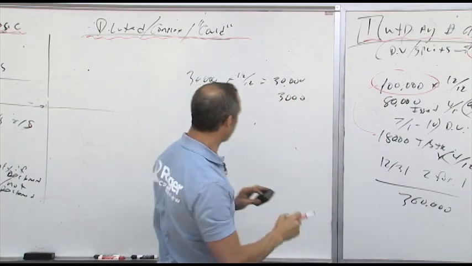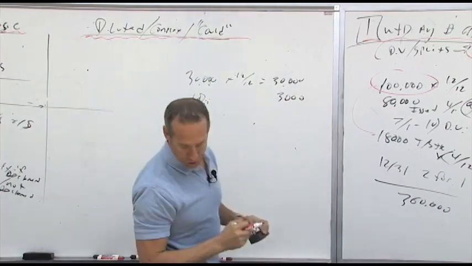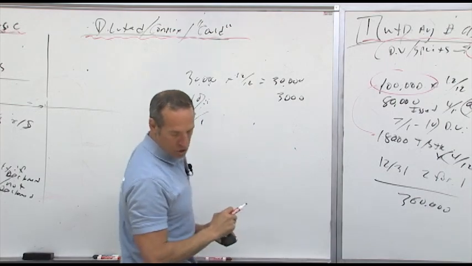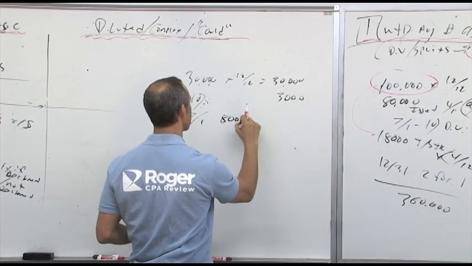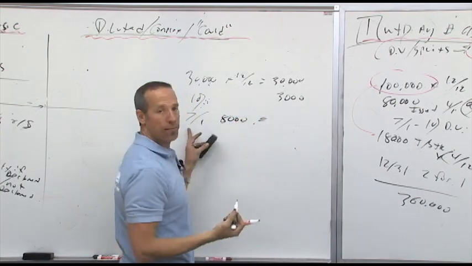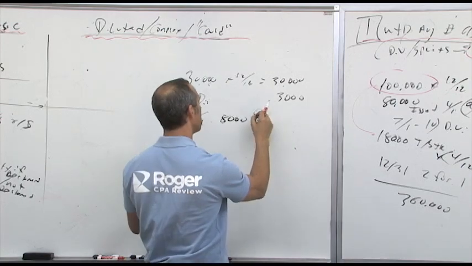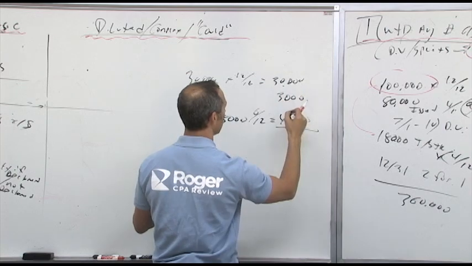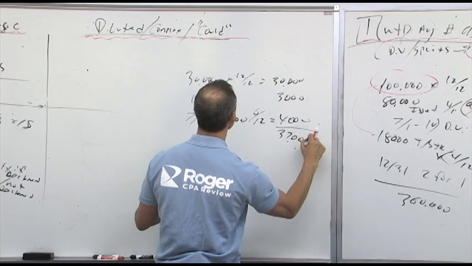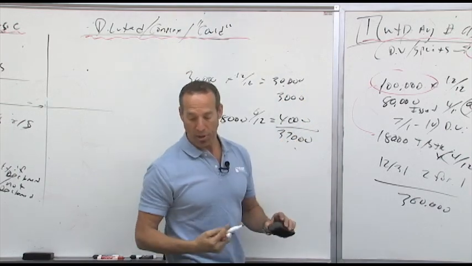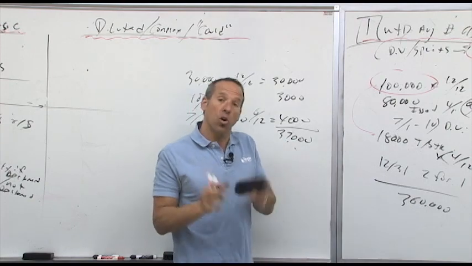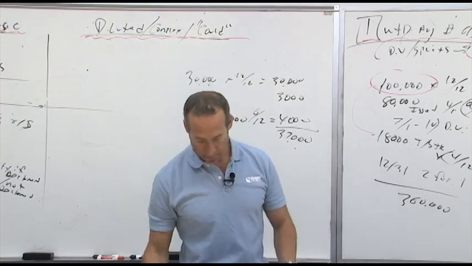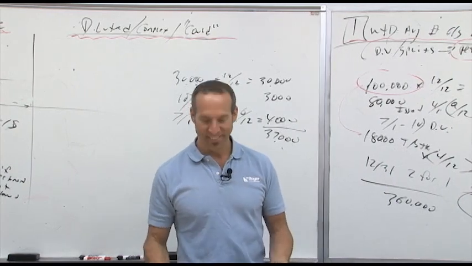Then we've got 7/1. We issued 8,000 shares for cash. Now, 8,000 shares on 7/1, that means it's outstanding for how long? For 6/12 or half the year, which is 4,000, 33 and 4, 37,000. So notice we have 41,000 outstanding, but for the calculation, weighted average is what? 37,000 shares of stock. Beautiful.